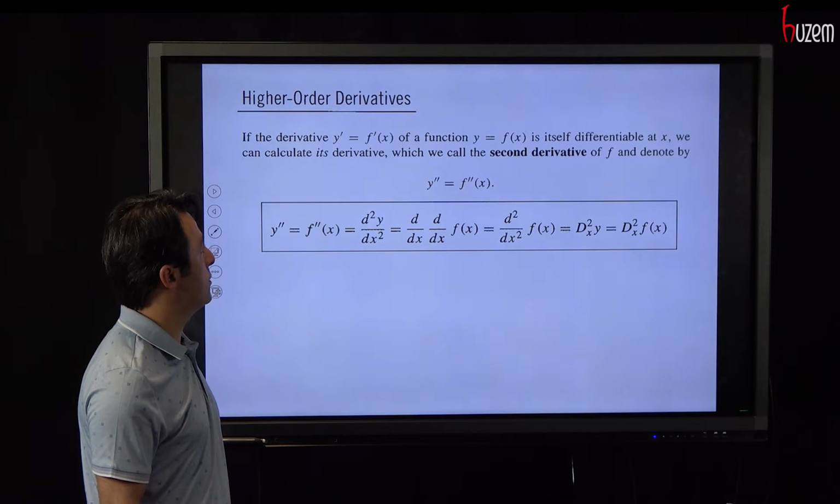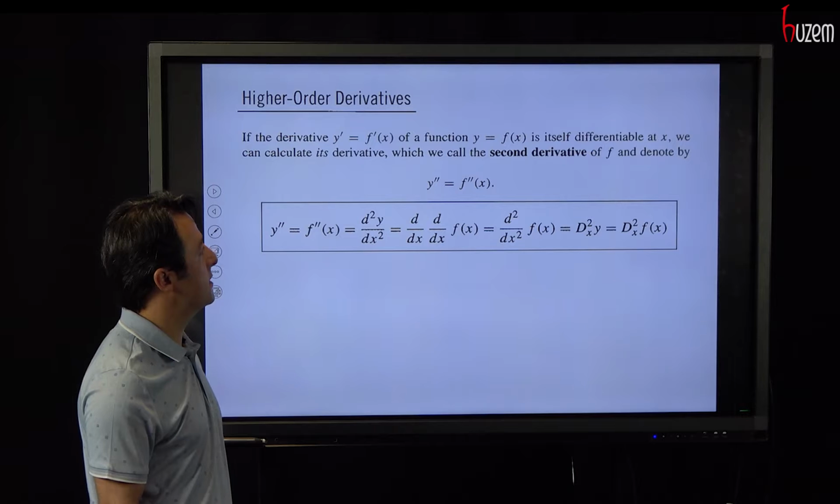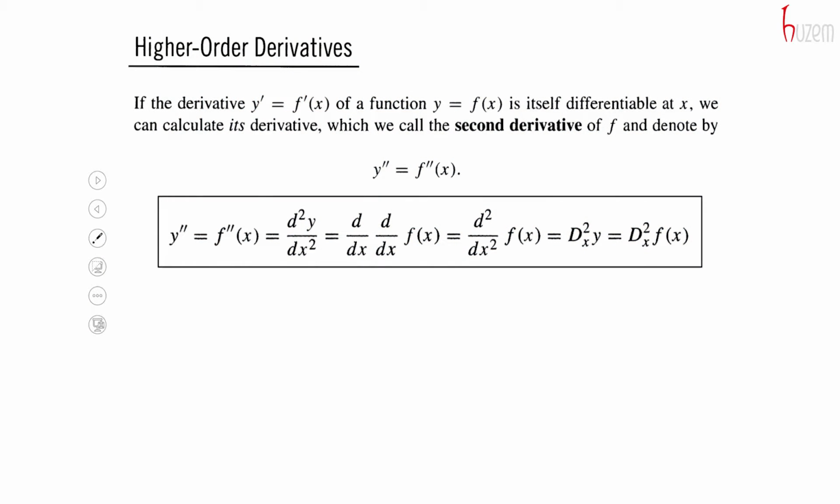If the first derivative of a function y equals f(x) is differentiable at x itself, then we can calculate its derivative and call it the second derivative of f. So the derivative of the first derivative will be called the second derivative of f, and we'll use y double prime or f double prime of x to represent it. And there are various ways to denote the second derivative.